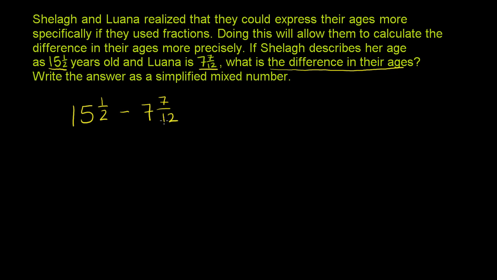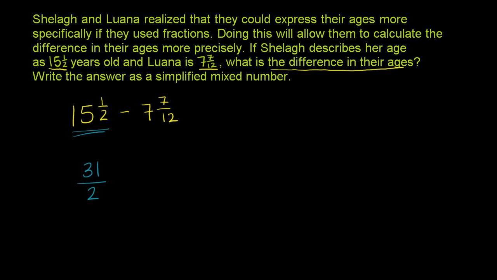So it might be easier to just do this differently, so we don't have to do all of that borrowing and regrouping. So let's write both of them as improper fractions. So we're going to keep 2 in the denominator. And as an improper fraction, 2 times 15 is 30, plus 1 is 31. So 31/2 is the same thing as 15 and a half.